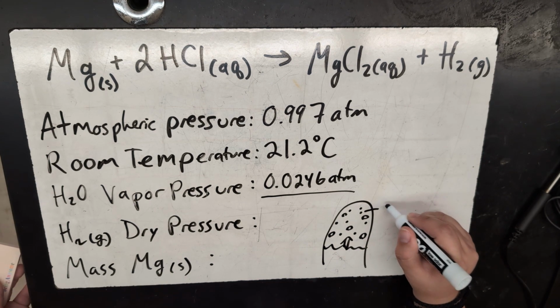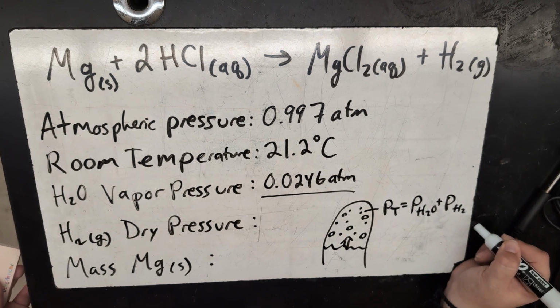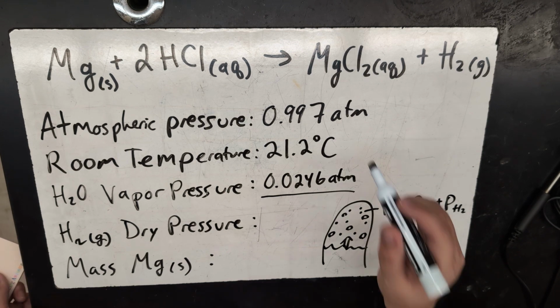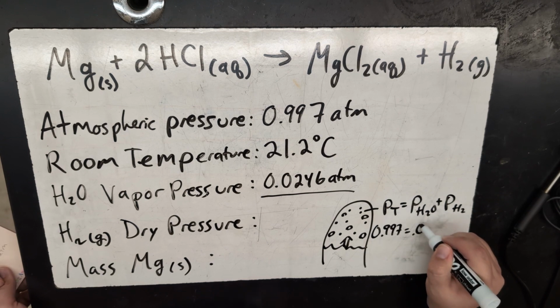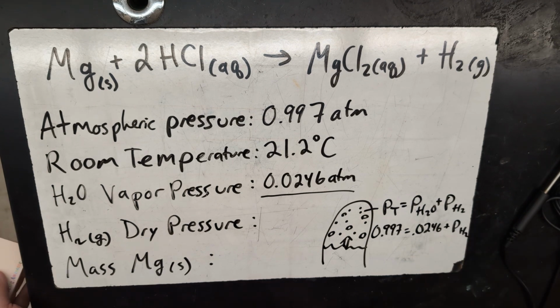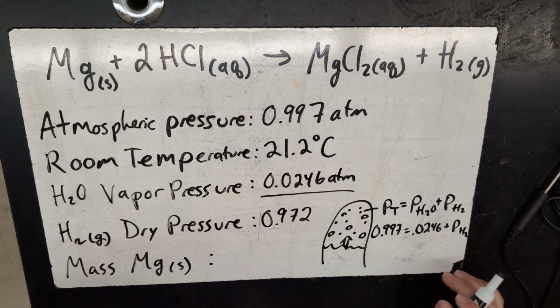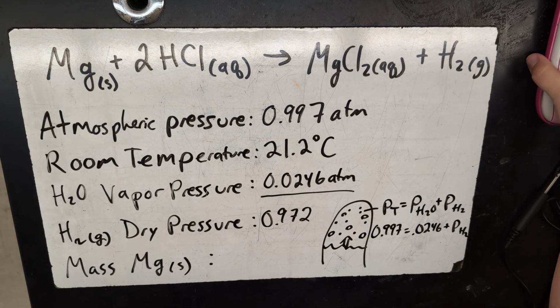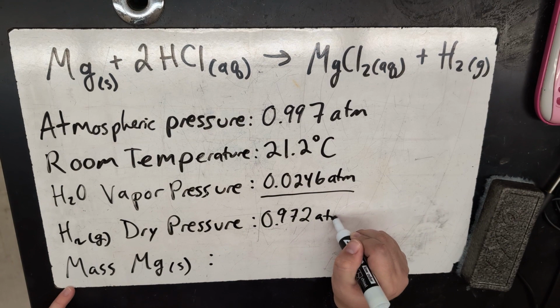So that means the total pressure in here is going to be equal to the pressure of the water plus the pressure of the hydrogen. And our total pressure will be equal to the atmospheric pressure, which is 0.997. Our water vapor pressure we found was 0.0246. We can solve to find the dry hydrogen gas pressure. You just subtract. So 0.997 minus 0.0246, I got 0.972 atm is my dry pressure.